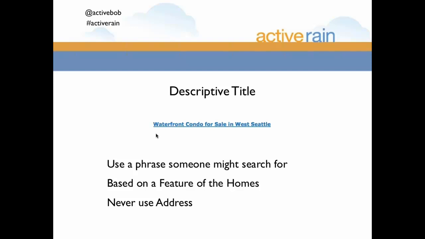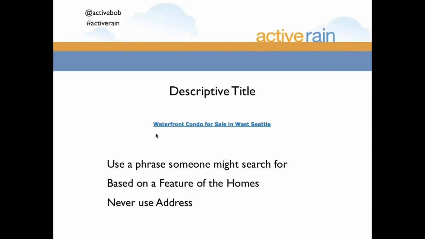A lot of times it's going to be based on a feature of the home. So in this case, it's a waterfront condo, and it's for sale in West Seattle, and that's a little bit more specific geography than just Seattle. We're talking about a particular area in Seattle, but we're never going to use the address.